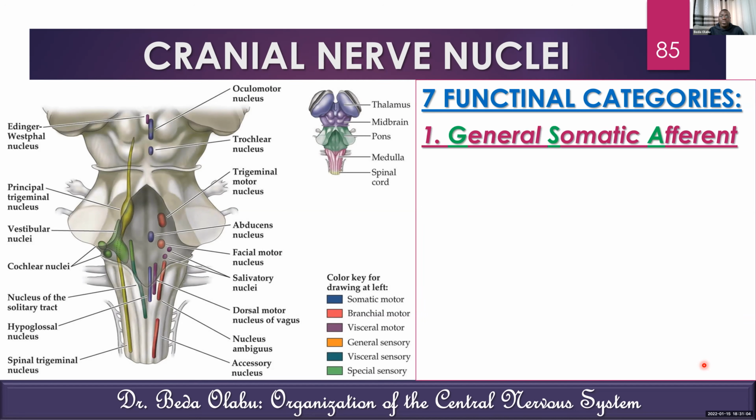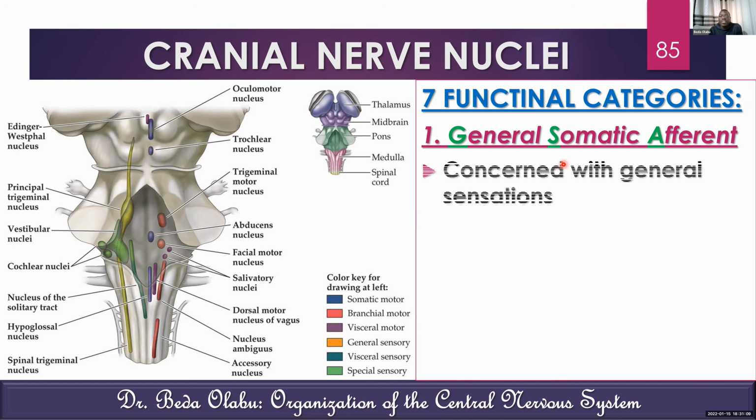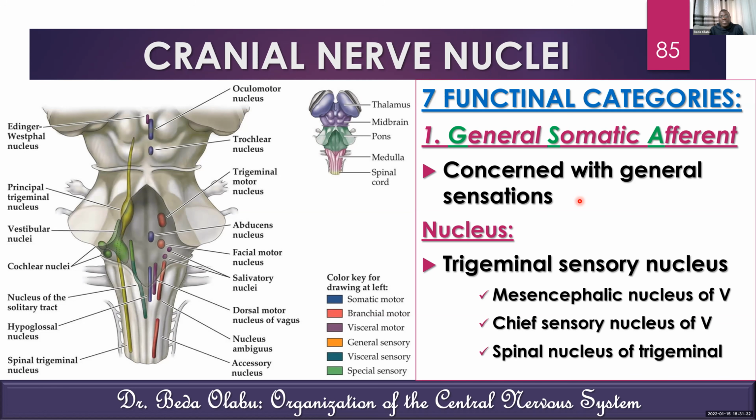The first one is what we call general somatic afferent function. When you talk of general somatic afferent function, it means you're talking about functions related to general sensations. In simple terms, they may be coming from the skin, they may be coming from muscles, but they're general sensations. So which nuclei in the brainstem have this function? It's a large nucleus. We call it the trigeminal sensory nucleus, or the sensory nucleus of trigeminal.